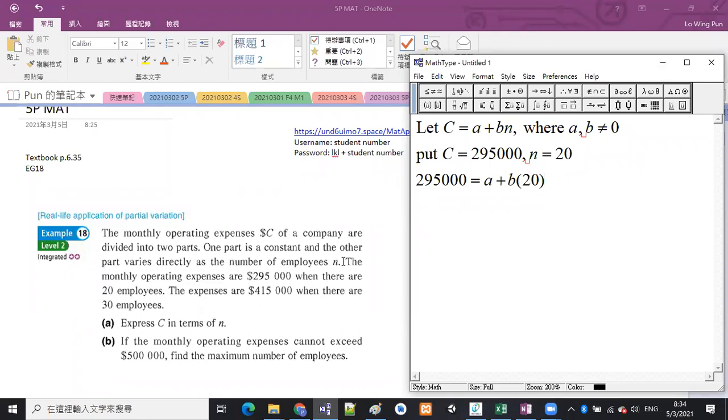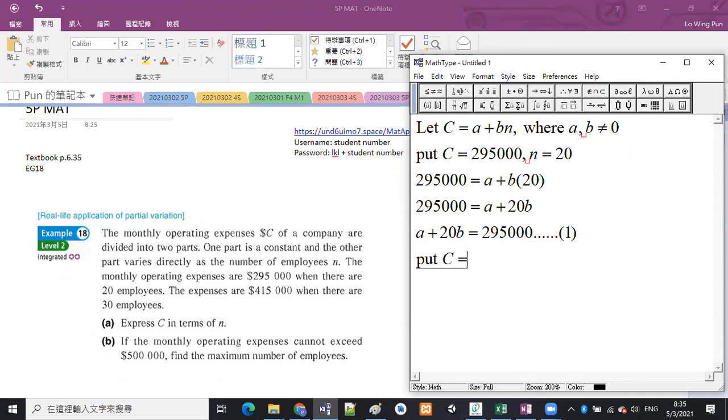Then simplify every term, so A plus 20B. Write the unknowns on the left, the number on the right, and label this equation 1. Get it? And then what should be the second group of numbers? I think it's very obvious. The expenses are $415,000 when there are 30 employees.